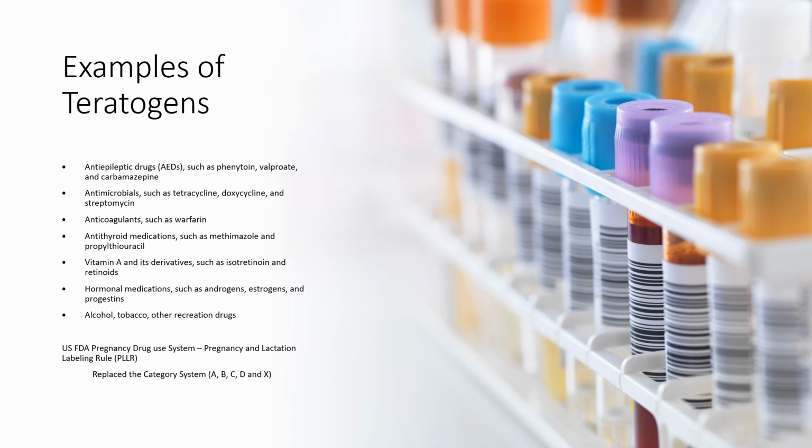Here are some examples of teratogens. They include anti-epileptic drugs, antimicrobials, anticoagulants, which are blood thinners, antithyroid medications, vitamin A products or their derivatives, hormonal medications like androgens, estrogens, progestins, and also alcohol, tobacco, and other recreational drugs.